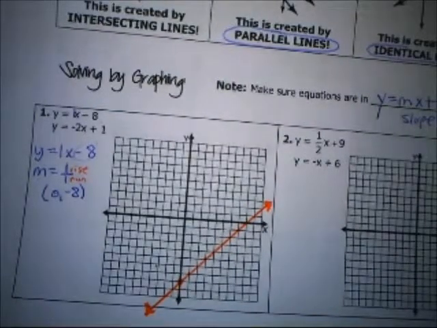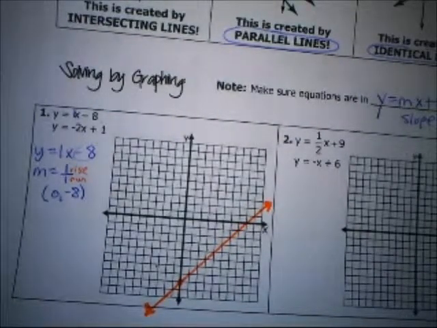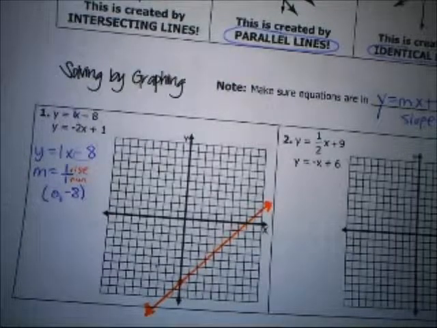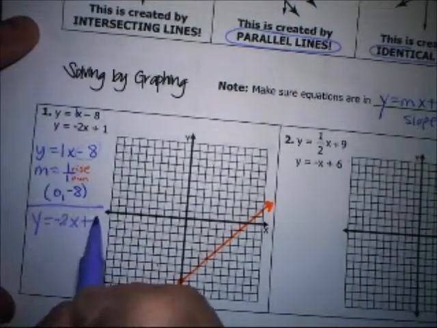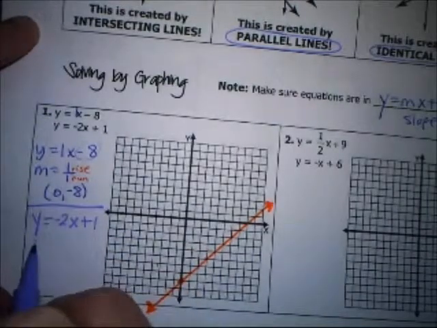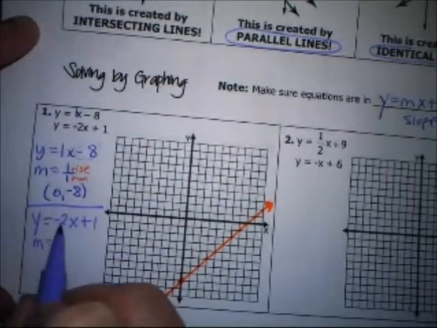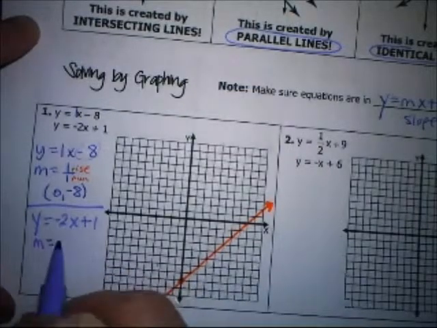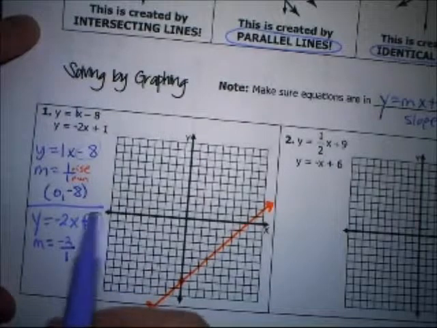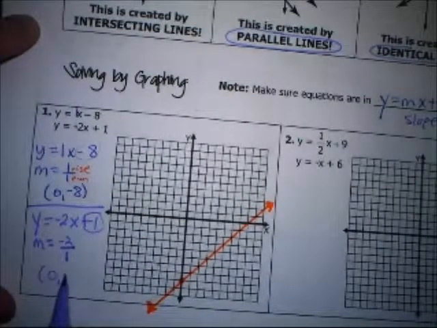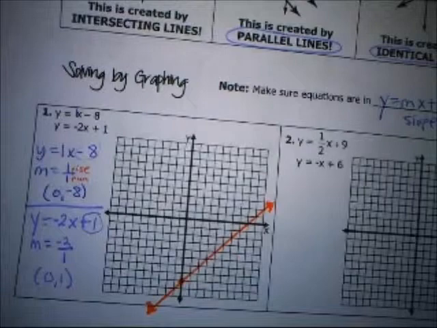Okay, so if I change colors here for my second line, I'll go with this purple. The second equation has y equals negative 2x plus 1. My slope is with the x, so that means it's negative 2, and I'm going to put it over 1 to make it a fraction. And then the plus 1 is my y-intercept, so I'm going to write 0, 1.